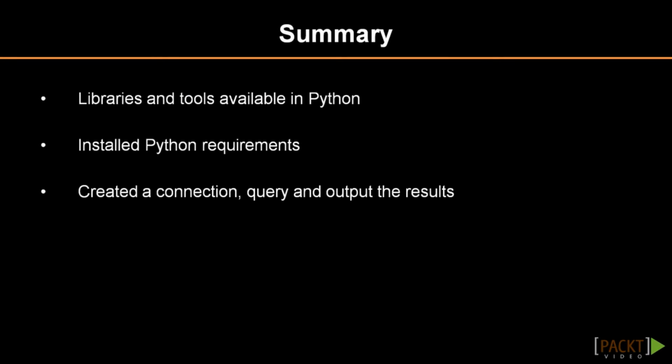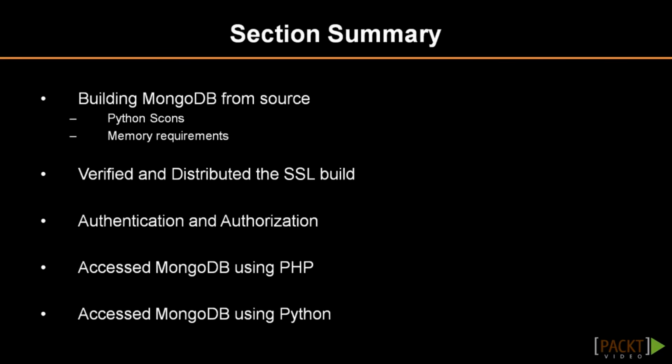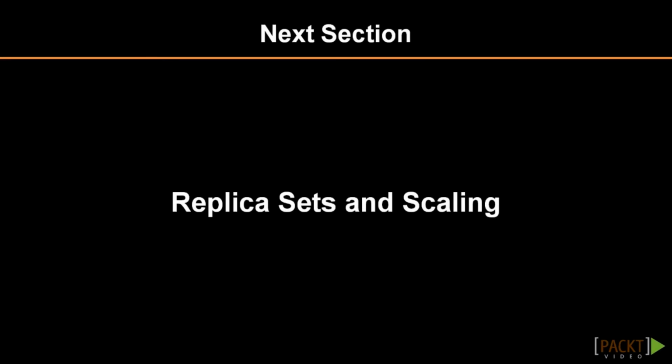In this video, the Python-related libraries for MongoDB were installed. Two scripts were then used to illustrate the use of Python to query, store, and otherwise manage data in MongoDB. In this section, the process to build MongoDB with SSL support was established. The resulting build was then verified and packaged for distribution. Authentication and authorization were demonstrated, and examples in two programming languages, PHP and Python, were used to illustrate programmatic access to MongoDB. The next section will cover replica sets for reliability and scale.